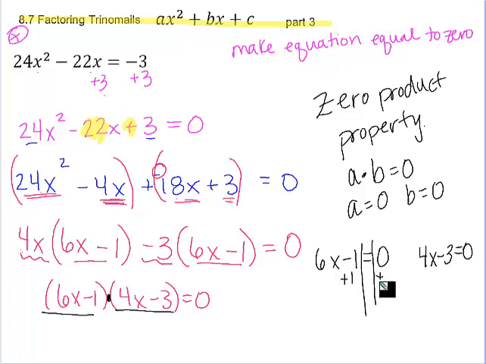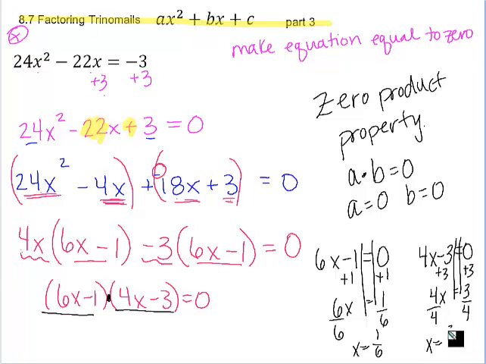First equation, we'd add 1 to both sides. So 6x is equal to 1, and then divide by 6. So x is equal to 1/6. Second equation, we'd add 3 to both sides. So 4x is equal to 3, and then divide by 4. So x is equal to 3/4. So here we have two solutions, 1/6 and 3/4.